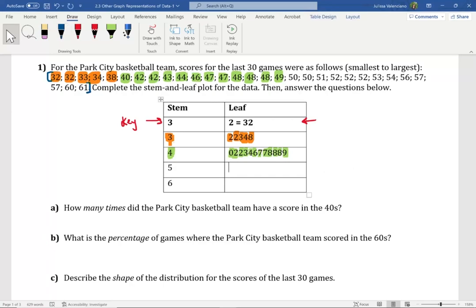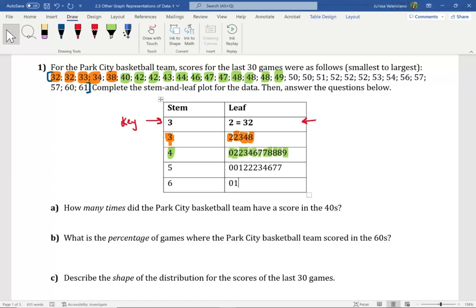We have 50, so we need a leaf equal to 0. We have another 50, so we need another leaf equal to 0. Now let's do 51. 52, 52, 52, 53, 54, 56, 57, 57. Okay. Notice the leaf here is the last digit of the data values. Now for stem 6, we have 0 and 1 for the leaves.